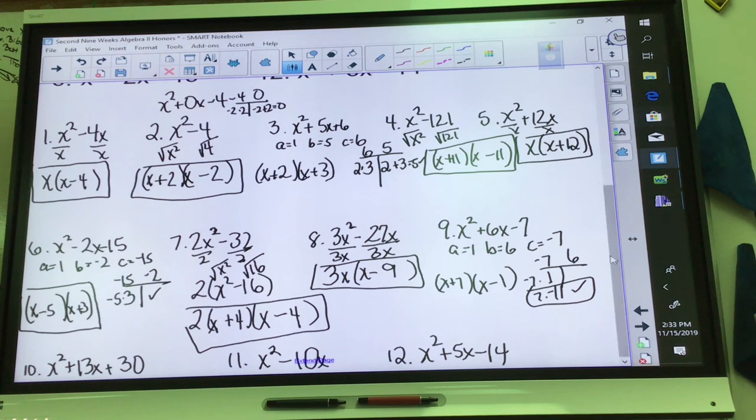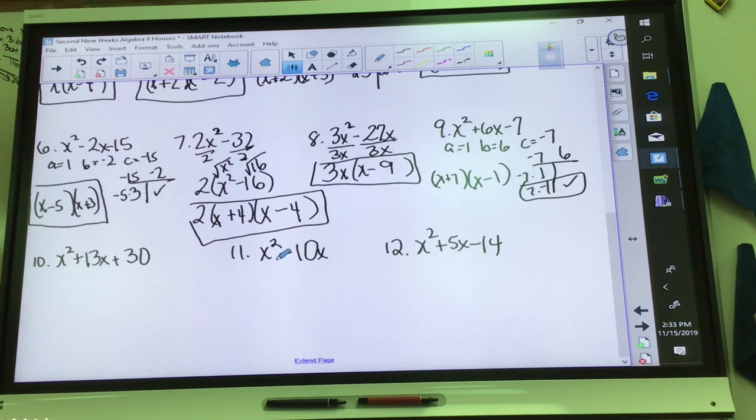Okay, and then I'm going to skip down and do number 11. Do I have a greatest common factor? Yes, x is my greatest common factor. And when I factor out x, what's left? X minus 10. And is this a difference of squares? No. The other 2 problems, we will show you the answer in class, because I'm about out of time.